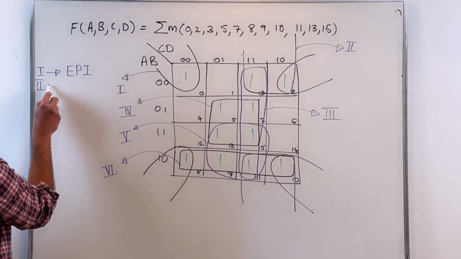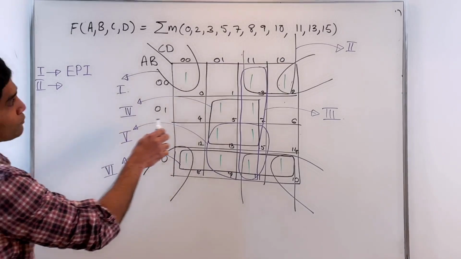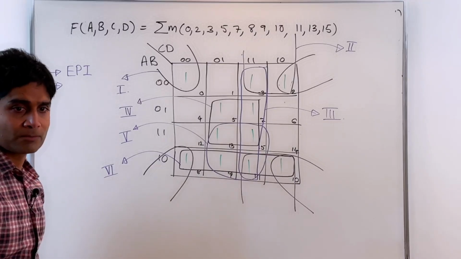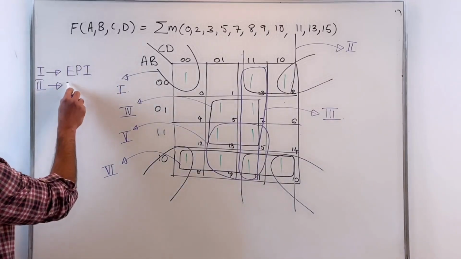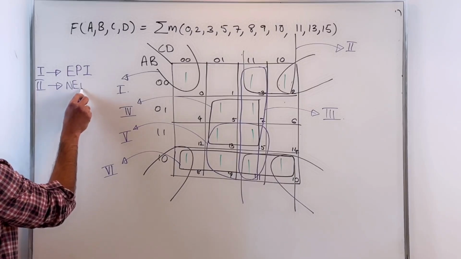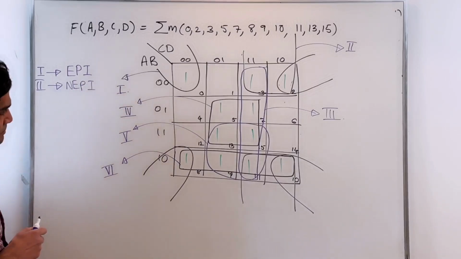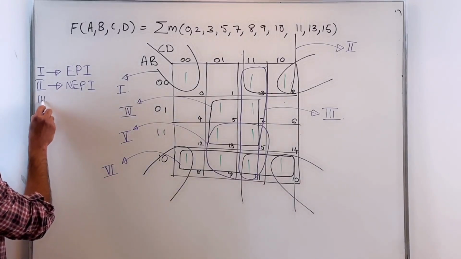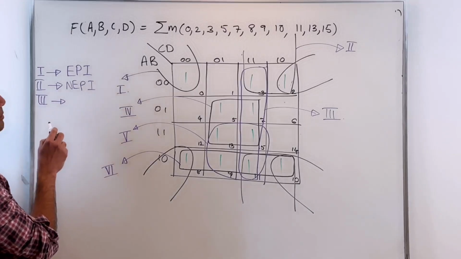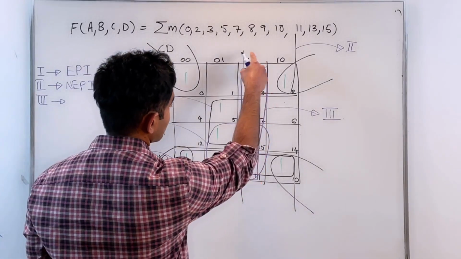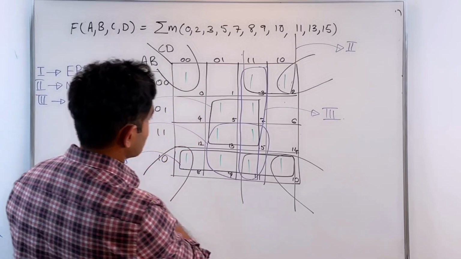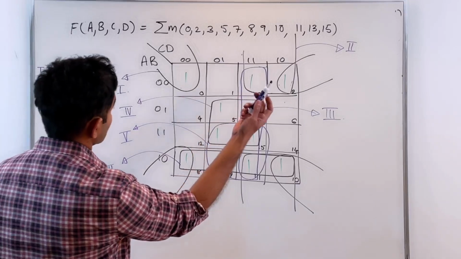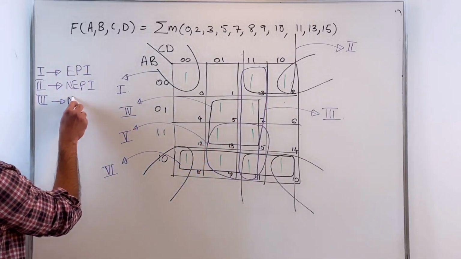What about 2? 2 would be this combination. 2 will be a non-essential prime because I don't have any cells that are not accounted just once. Okay, what about 3? 3 would be the column 1. 3 is also no, so that's a non-essential prime as well.